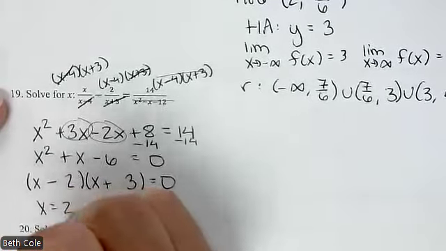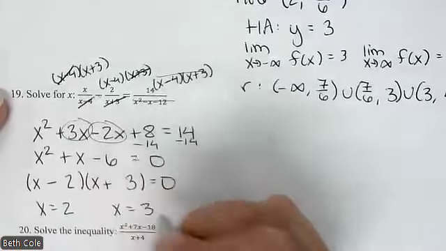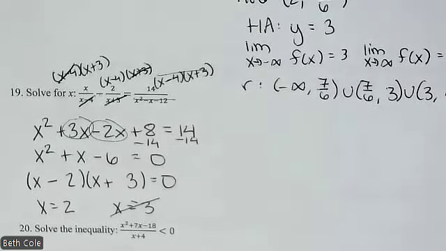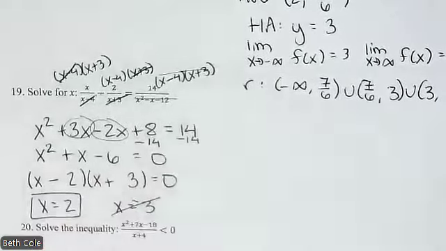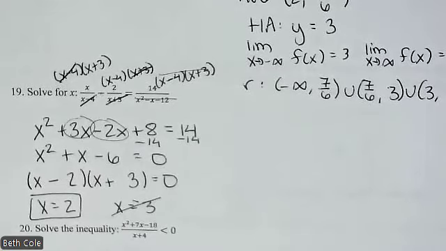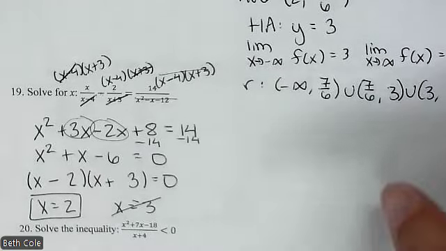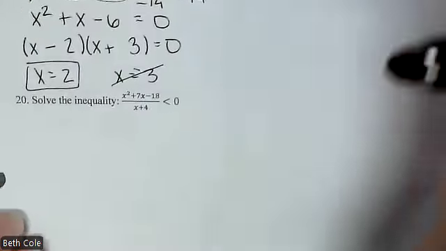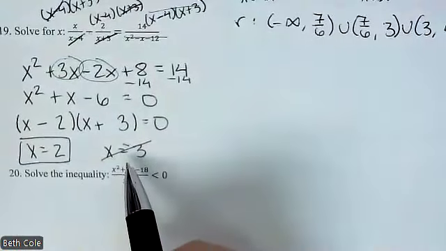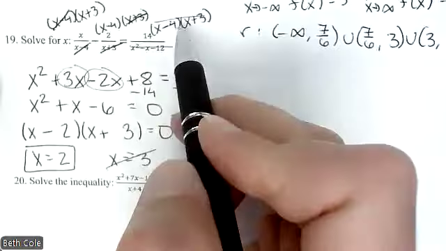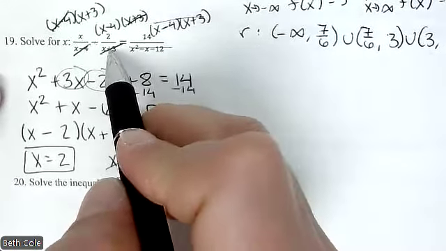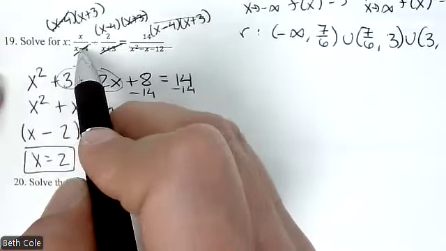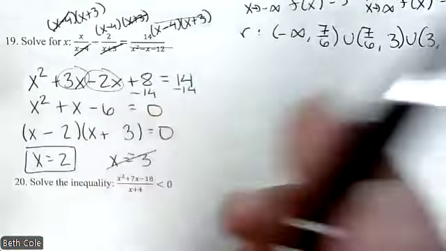And so your answers are 2 and negative 3, but we're going to get rid of negative 3. Why? Troublemaker. From the original problem. If it makes a 0 denominator, you get rid of it. Negative 3 was going to cause a 0 denominator in the original problem. Your troublemakers were negative 3 and who else? 4.